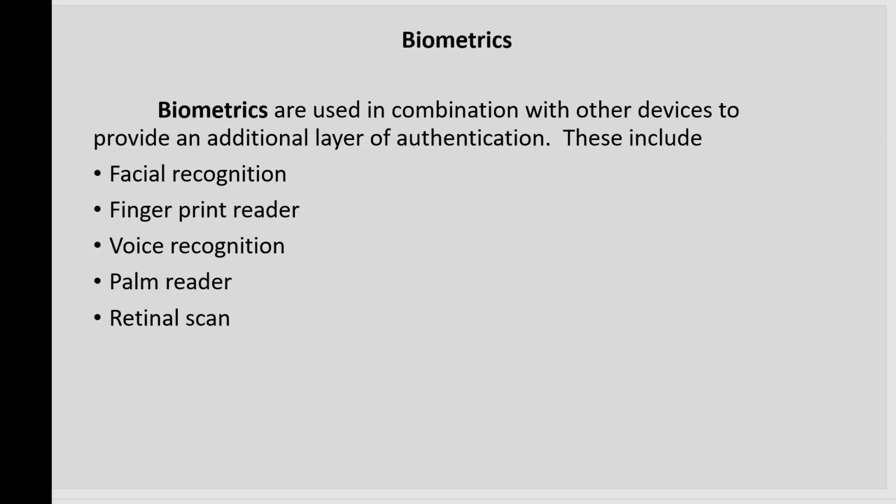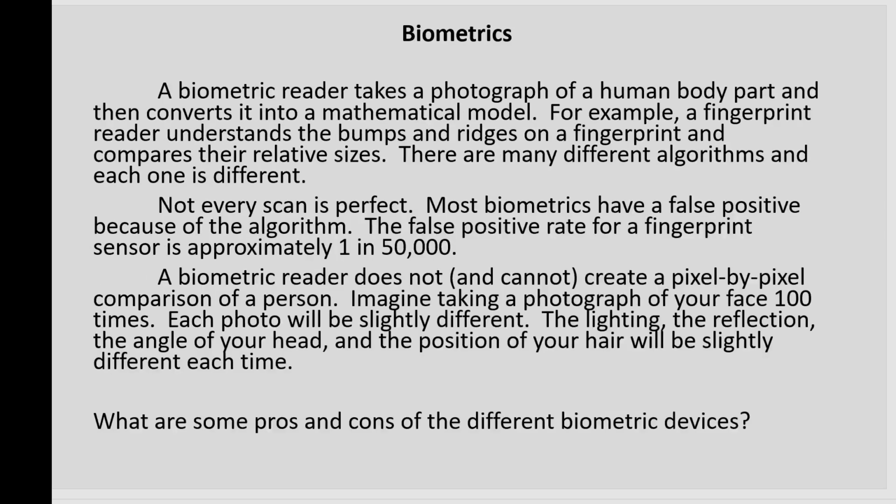And for our next authentication method, we have biometrics. Biometrics are used in combination with other devices to provide an additional layer of authentication. These include facial recognition, fingerprint reading, voice recognition, palm reader, and a retinal scan. A biometric reader takes a photograph of a human body part and then converts it into a mathematical model. For example, a fingerprint reader understands the bumps and ridges on a fingerprint and compares their relative sizes. There are many different algorithms and each one is different.